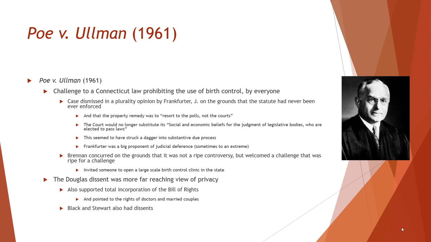And there he gets to his judicial deference. There's a lot to be said for judicial deference and judicial restraint, but you can take it way too far. So it says the proper remedy was to resort to the polls, not the courts. The court would no longer substitute its social and economic beliefs for the judgment of legislative bodies who are elected to pass laws. So this seems to strike a further dagger into substantive due process.